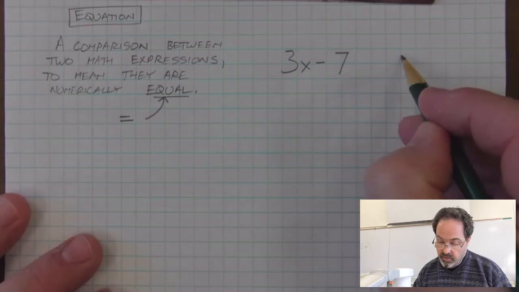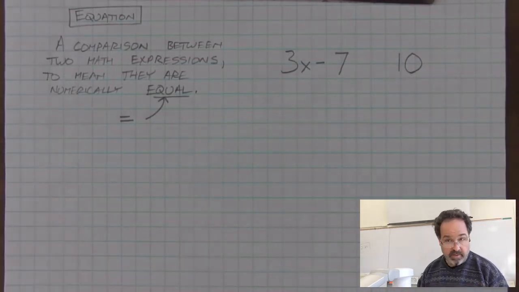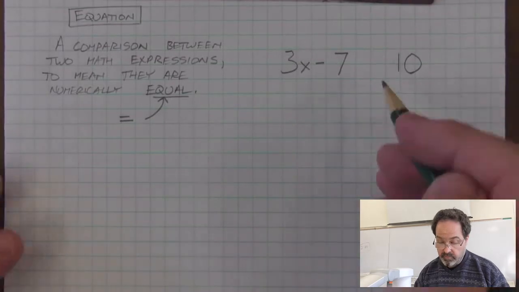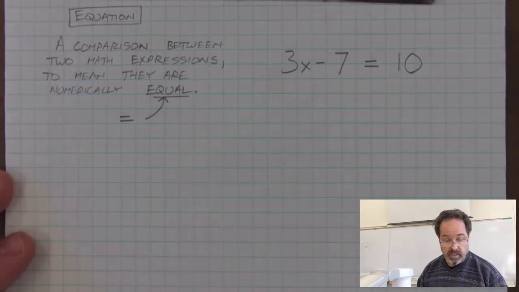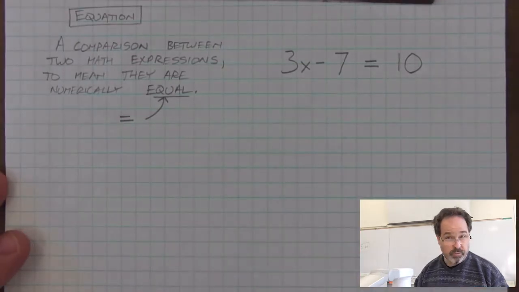We could imagine that we have another quantity like 10. 10 is a mathematical expression. It's a very simple one. It's just the number 10. If I want to compare the 3x minus 7 to the 10, if they were numerically equivalent, then I could compare them with the equal sign. And what it turns this mathematical sentence into is an equation.